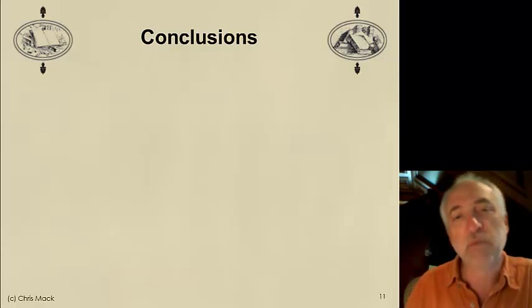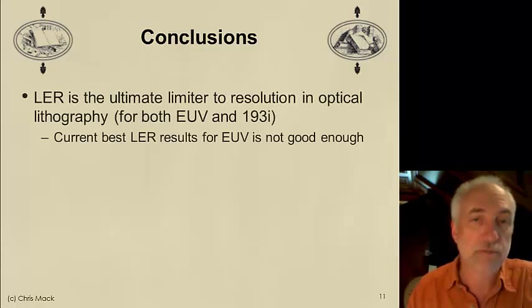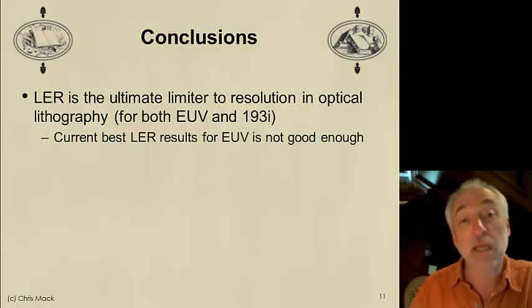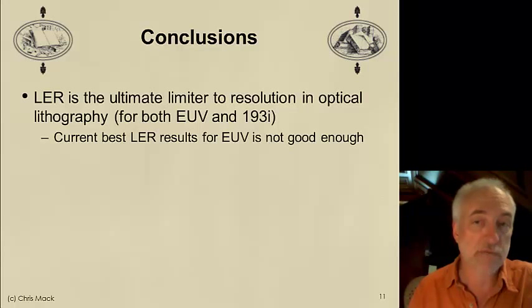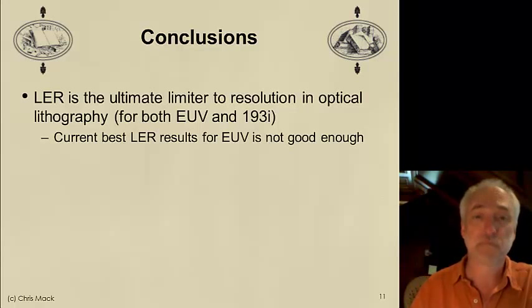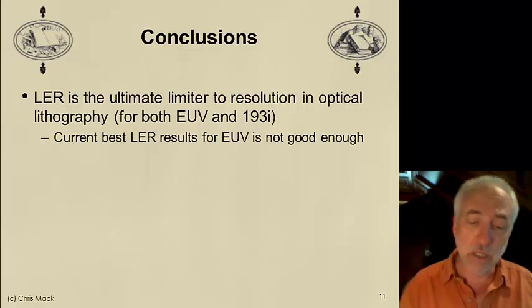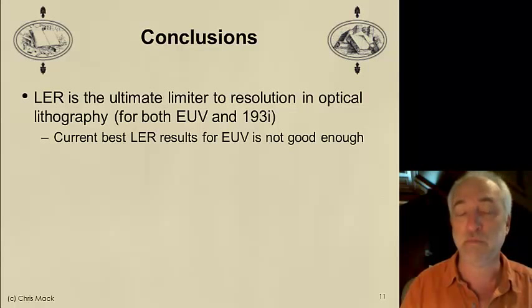Let's draw some conclusions about what we've learned about LER in the last 3 lectures. First of all, it is my opinion that LER is the ultimate limiter to resolution in any optical lithography scheme. It's in fact the ultimate limiter to resolution in e-beam lithography as well. But the limits become extremely obvious in EUV.